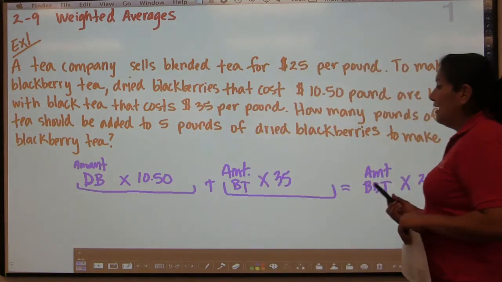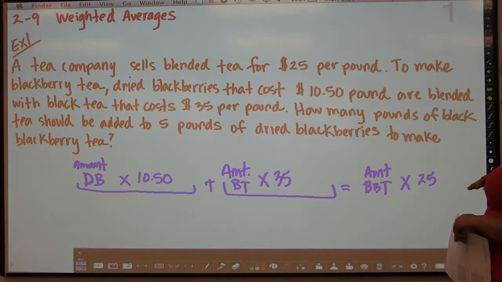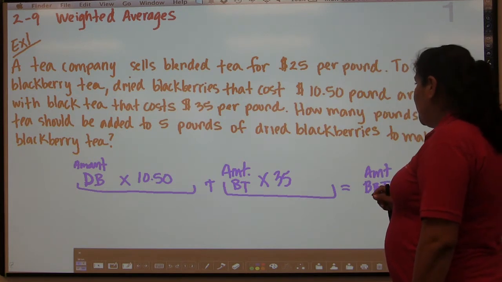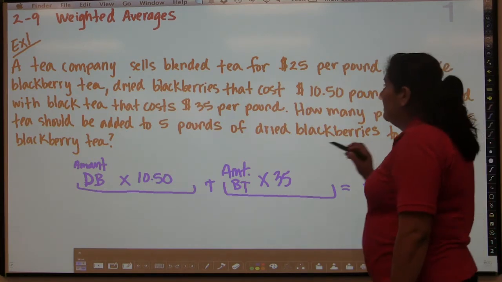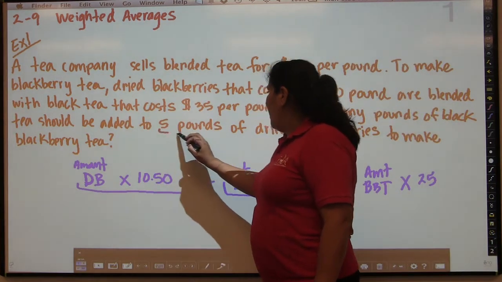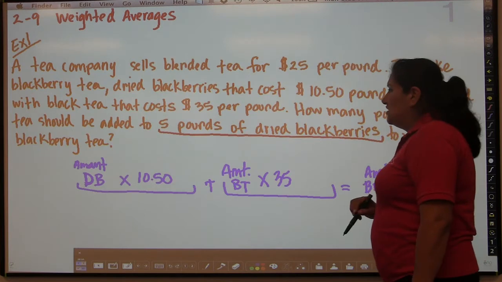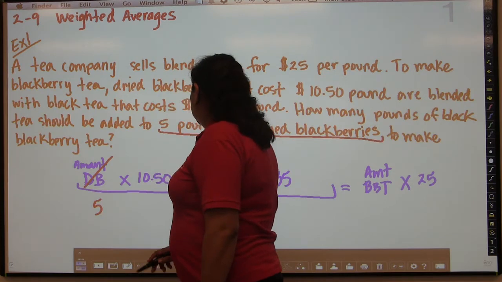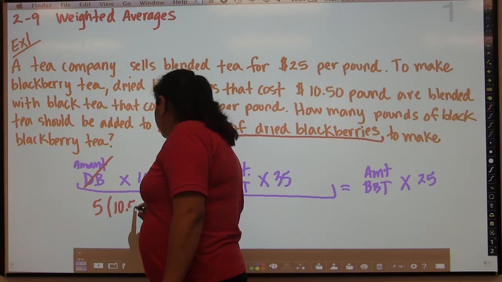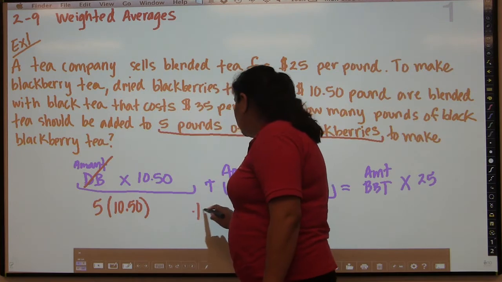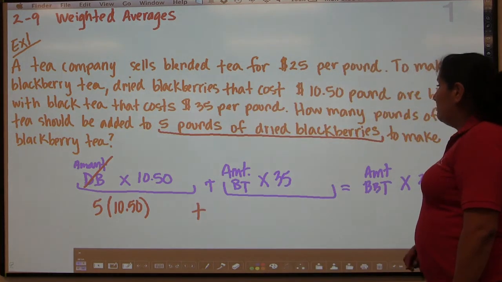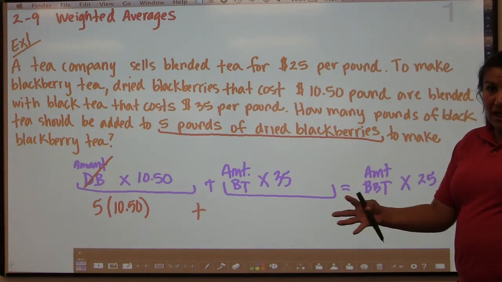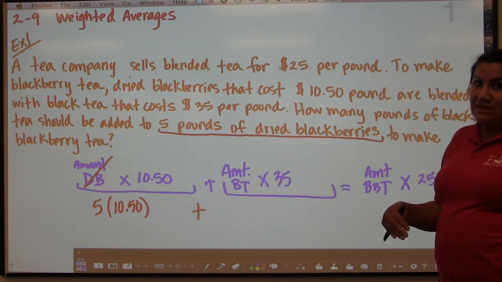Now, if we read the problem again, we can actually start filling in some of our equation here, because the amount of dried blackberries is given. We were told that we are going to add to 5 pounds of dried blackberries. So as far as the amount of dried blackberries, that's just going to be 5. So it's 5 times $10.50 and we're going to add that to the amount of black tea. But you'll notice it says, how many pounds of black tea? And we've said before that whenever they ask a question like that, how many of something, that's pretty much the huge indicator that that's going to be our variable.